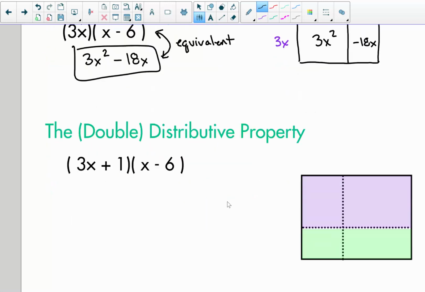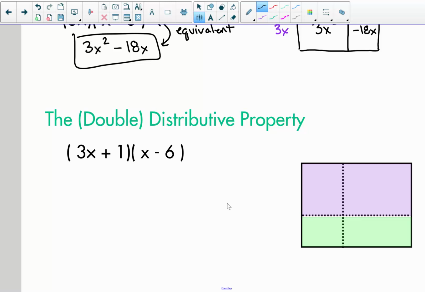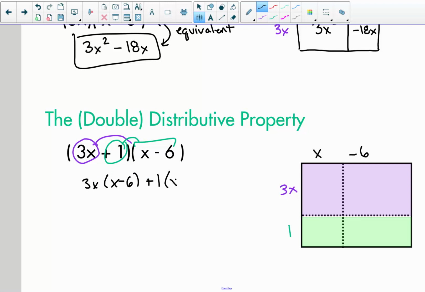The only difference for today is that when you have a binomial times a binomial, that's going to be 3x times that whole thing. So again, 3x, and then the binomial means that it's x minus 6 wide. And then you're going to have the same thing. This 1 is going to multiply with the whole second binomial. So that would be 1 times x minus 6. And that's really all there is to it. You simply write it out: 3x times x minus 6 plus 1 times x minus 6.